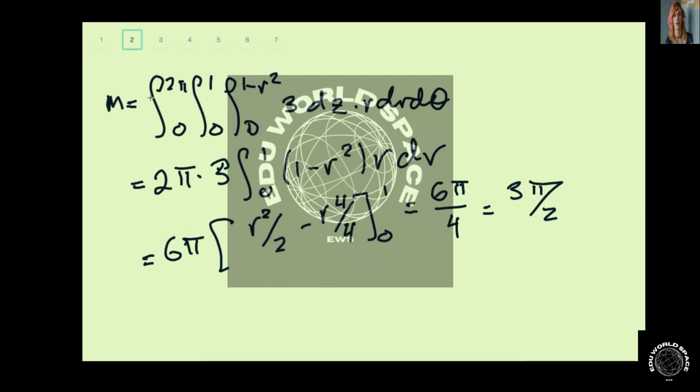Okay. So the next thing that we do is we figure out the mass. Okay, so this mass here, what's going on? Well, there's no dependence on theta, so I integrate with theta first. There's no dependence on z either, so we just plug that upper bound right there. The lower bound is 0. And then we integrate with respect to r, and we get 3 pi over 2 as our mass.